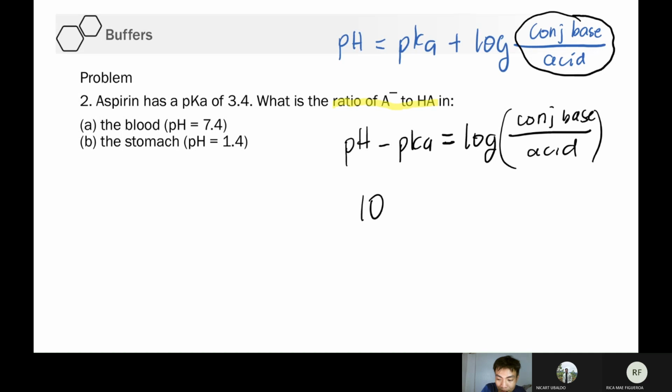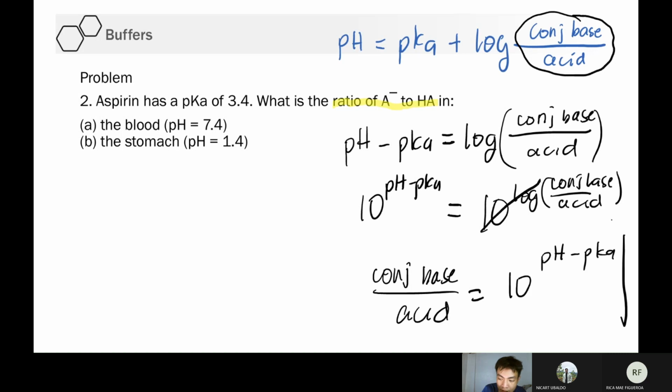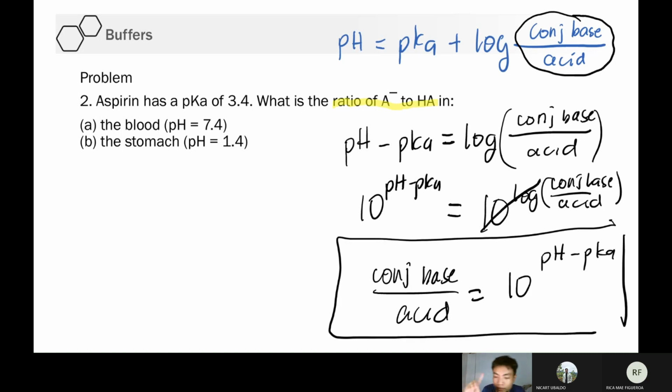So that will be 10 raised to pH minus pKa equal 10 raised to log conjugate base over acid. So, magka-cancel yung 10 and log. So, the final equation will be conjugate base over acid is equal to 10 raised to pH minus pKa. So, yan. Yan yung gagamitin nyo pag ang hinahanap ay ratio of A minus to HA. Yung A minus, yun yung conjugate base. Yung HA, yun yung acid.